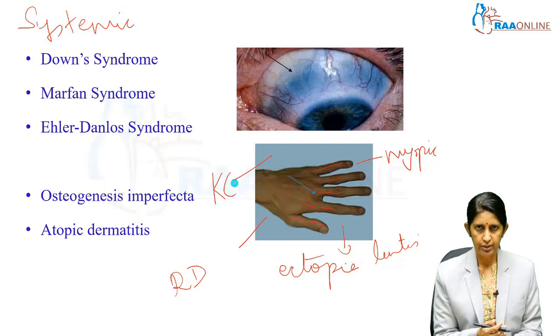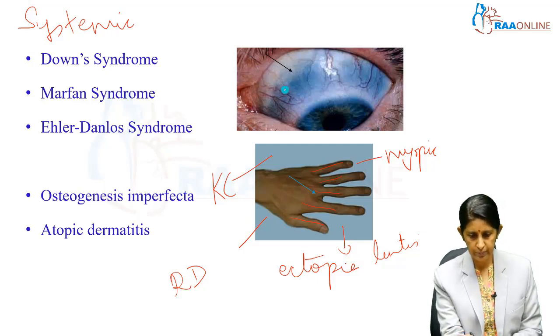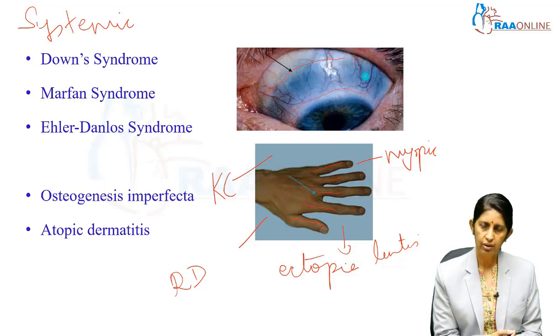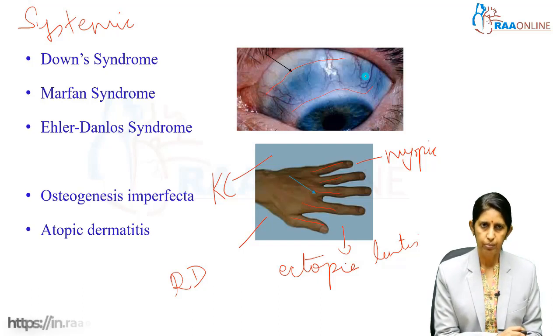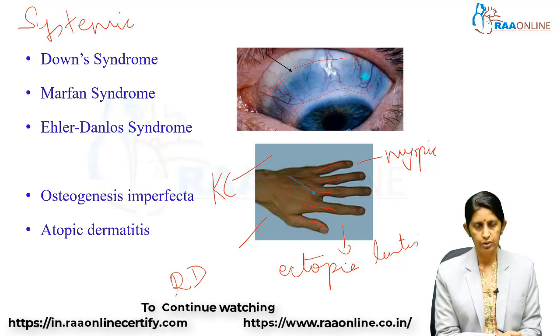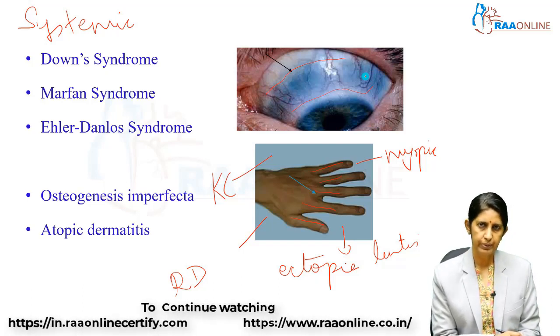Osteogenesis imperfecta is typically what you're seeing in this picture, the blue sclera that you see. This bluish discoloration can occur in another condition as well, which is called scleritis. In anterior scleritis, due to recurrent attacks, the patient can have this slate grey or bluish appearance. But what is more typical of a blue sclera is osteogenesis imperfecta. And atopic dermatitis is also one of the predisposing causes of keratoconus.